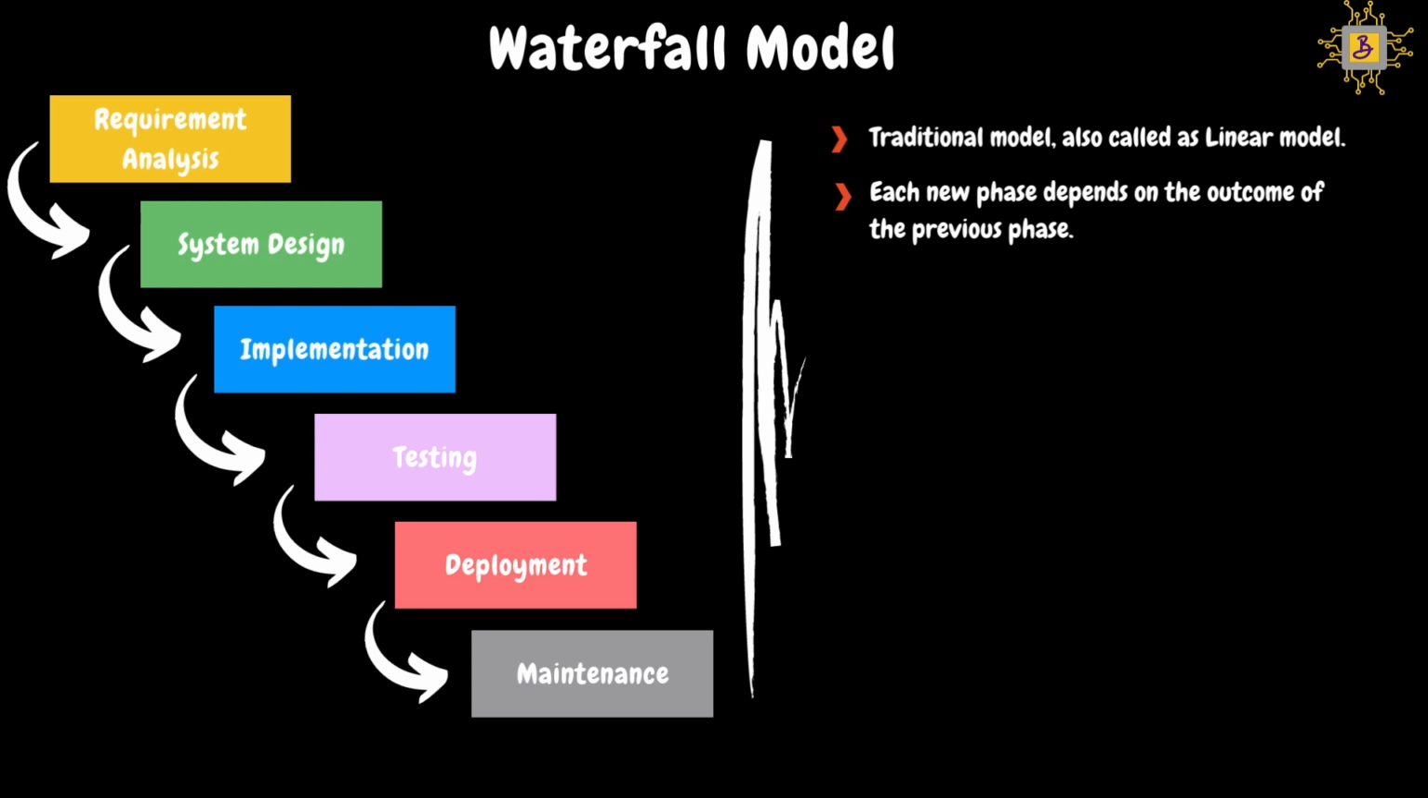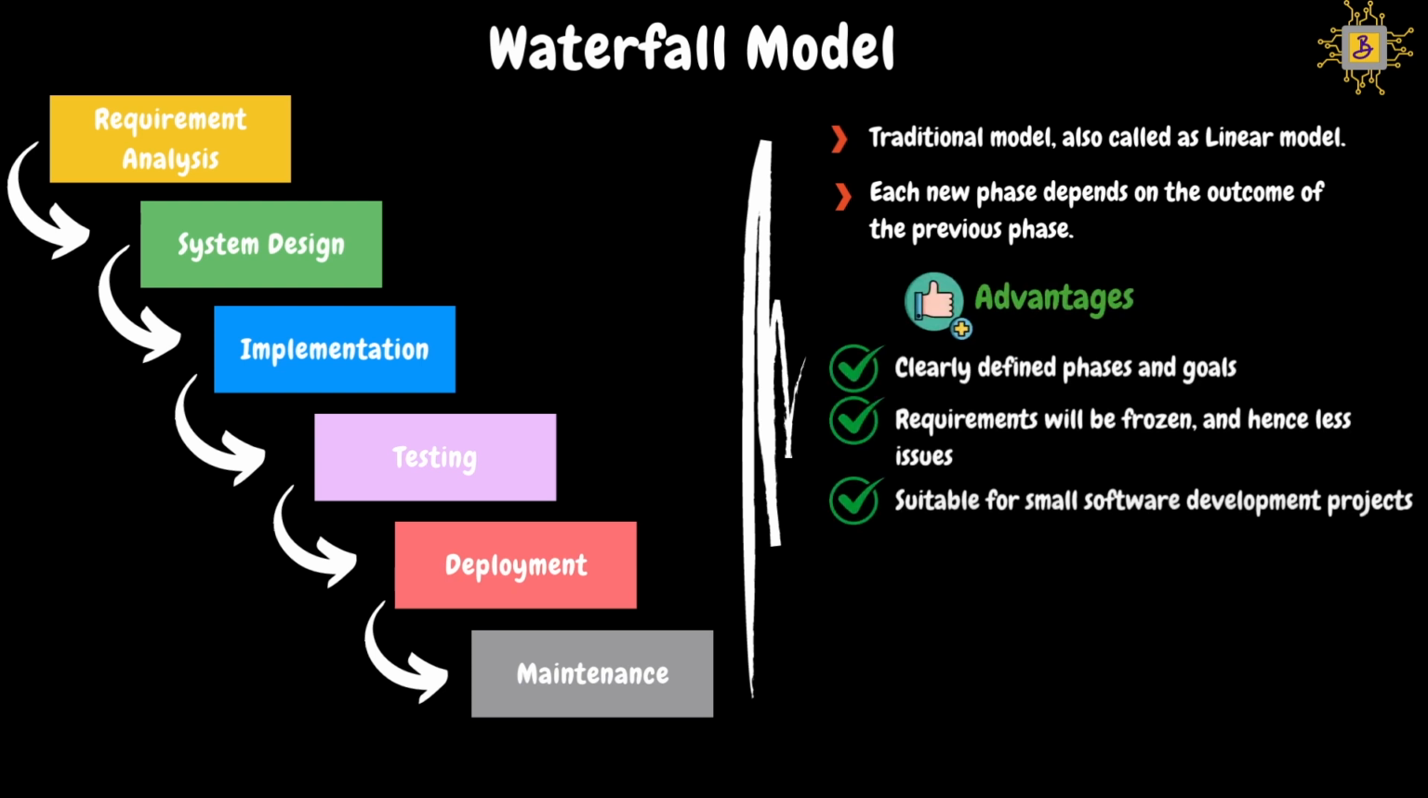So now let's look at some of the advantages of the waterfall model. For every model, there are many advantages and disadvantages, but I will mention the main ones here. So the waterfall model is a simple model with clearly defined phases and goals. These phases can be easily understood and executed sequentially one after another. In this type of model, the requirements will be frozen in the initial phases itself. So we can expect fewer issues in the implementation and testing phases. This type of model is well suited for small software development projects.